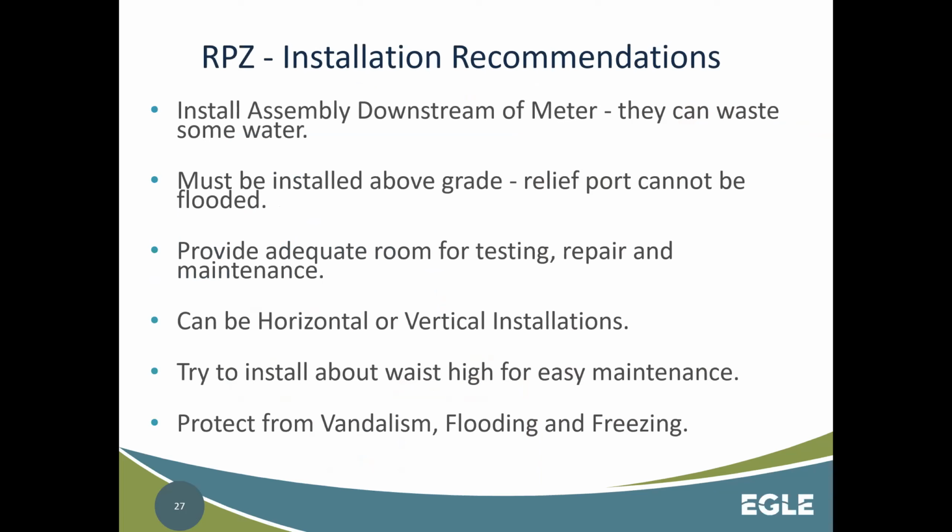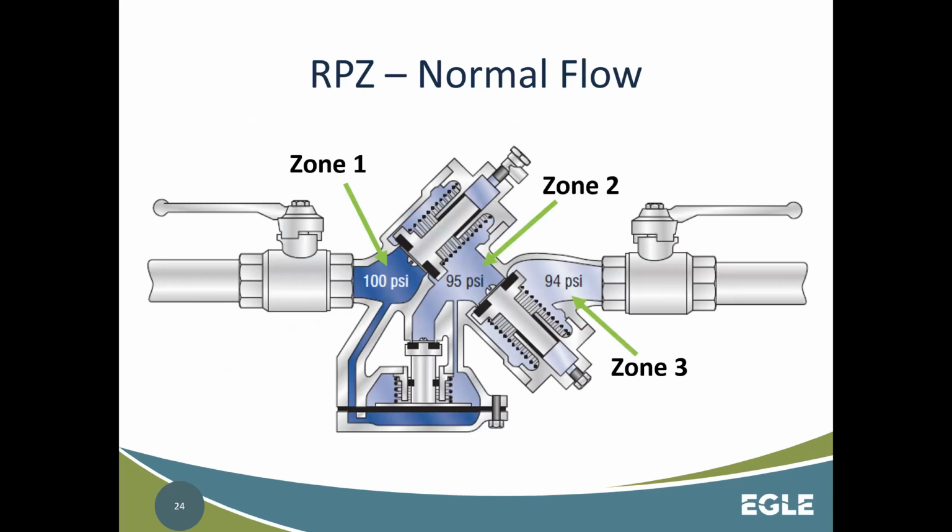Some installation recommendations: they should always be downstream from the meter, because as I told you, as these come into service, they dump water. Should the city be footing the bill for some dumped water? No, probably not. So we recommend they be installed downstream of the meter. They must be installed above the flood area or above grade, and the reason for this is there's a relief port there. And if you remember how it filled up like this, it fills up from the upstream side. This is the city water coming into this.